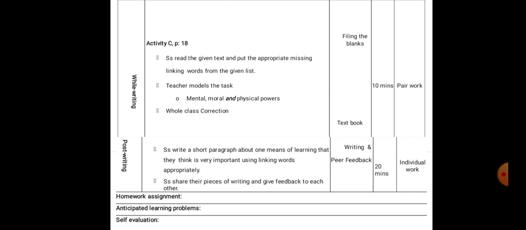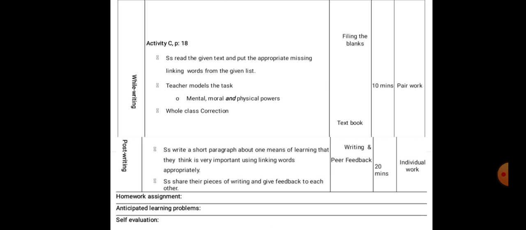There is pair correction or peer correction. This is involved in the techniques. We have writing and peer feedback. There are reactions and corrections between peers. We have the timing, 20 minutes. The mode of work is individual work.